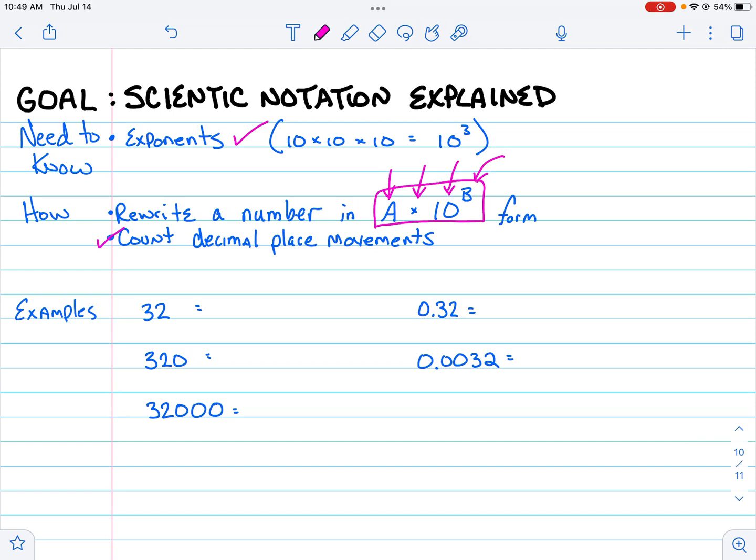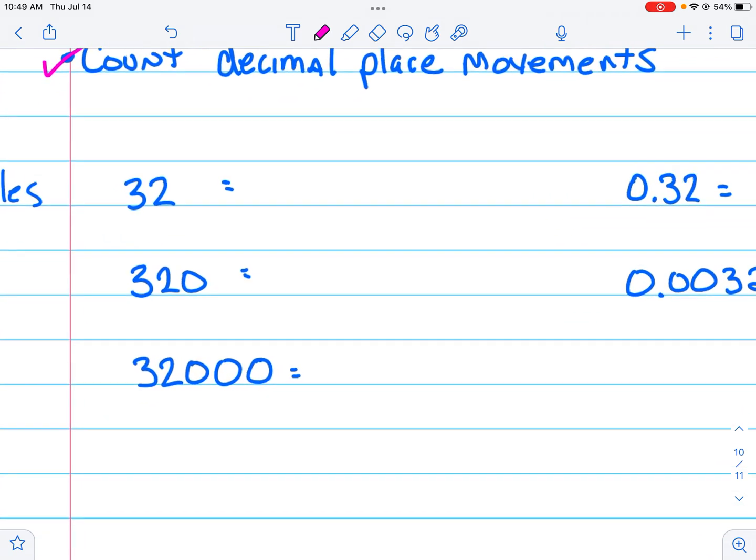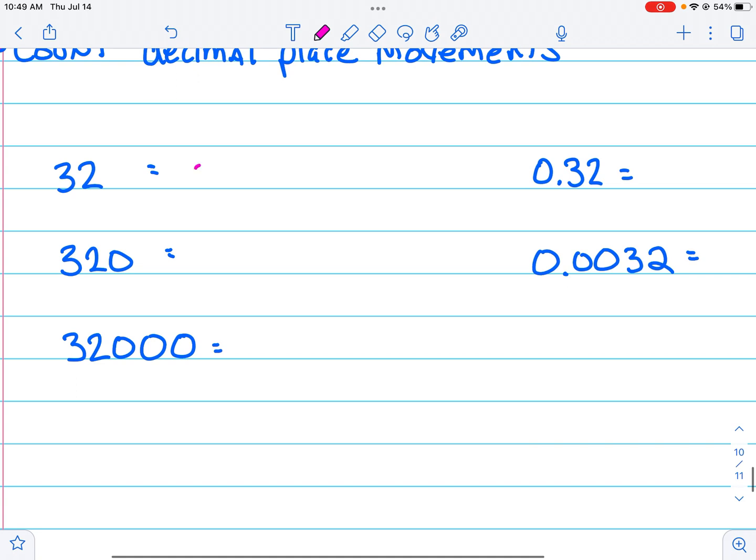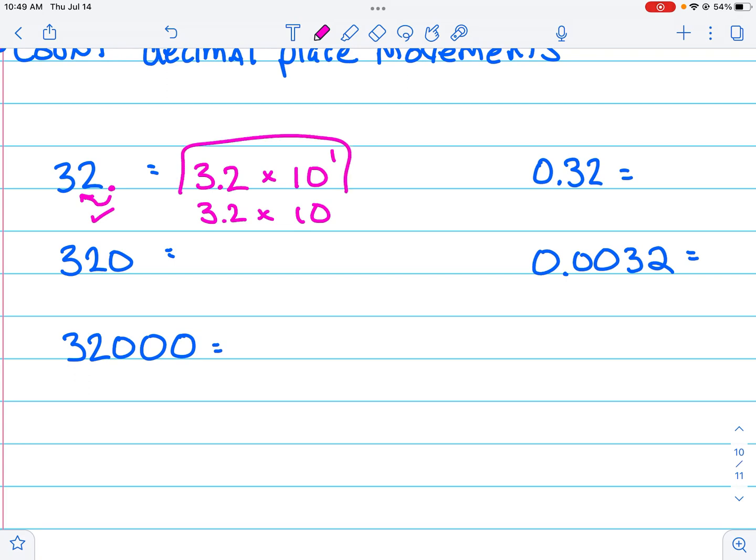And to do this, we're simply going to count. So let me show you an example. The first number I have here is 32. 32 is rewritten as 3.2, right? It has to be between 1 and 9.9 repeating. So I bring the decimal from the original location over one spot. And when I bring it over one spot, I'm going to add my times 10. And I'm going to stop because I have one decimal place move. So I'd put a 1 right up there. Now you might remember that 3.2 times 10 to the first and 3.2 times 10 is the same thing. So either one of these would be correctly written scientific notation.